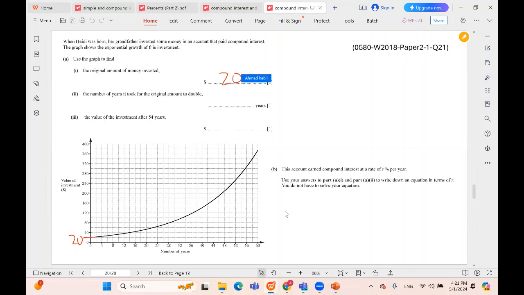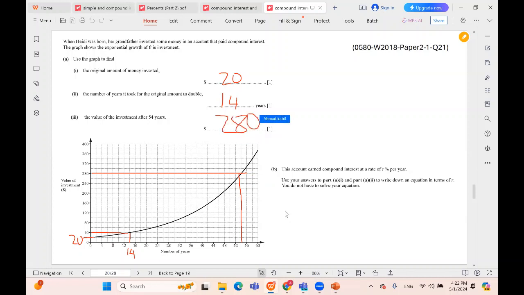The number of years it took for the original amount to double. So to double, we reached 40. 40 corresponds to 14 years. So we have here 14 years. The value of the investment after 54 years. So 54 years is between 52 and 56. We want to find the value of the investment. So we want to figure out what this value is. So $280.